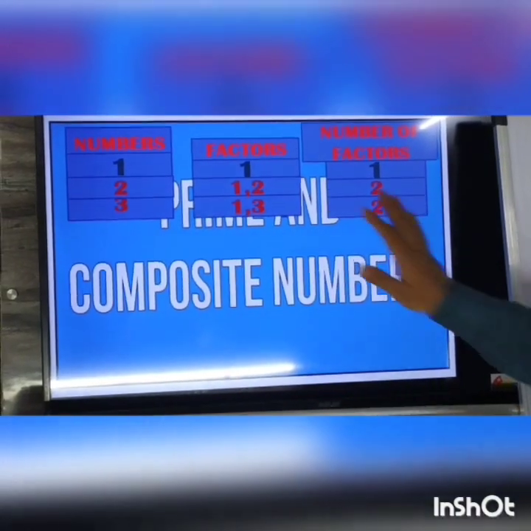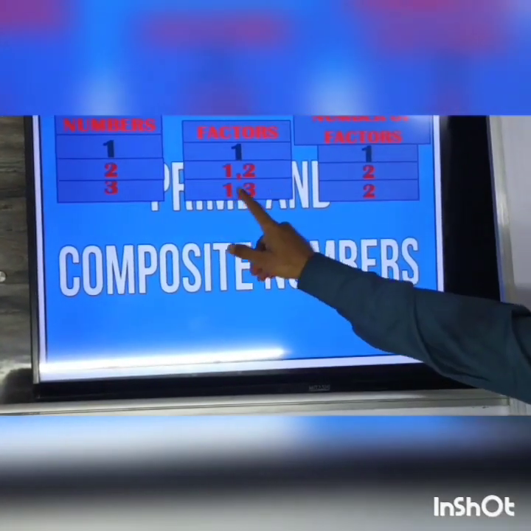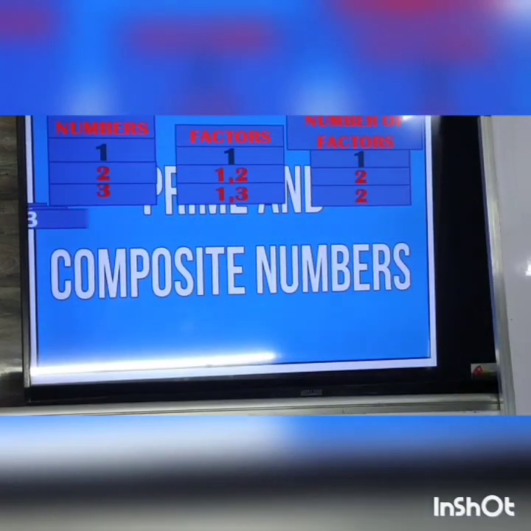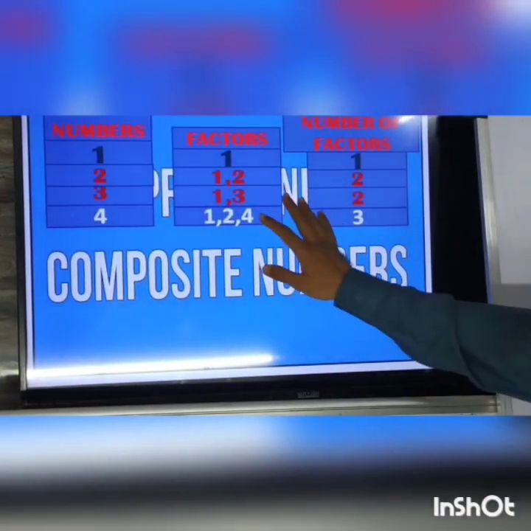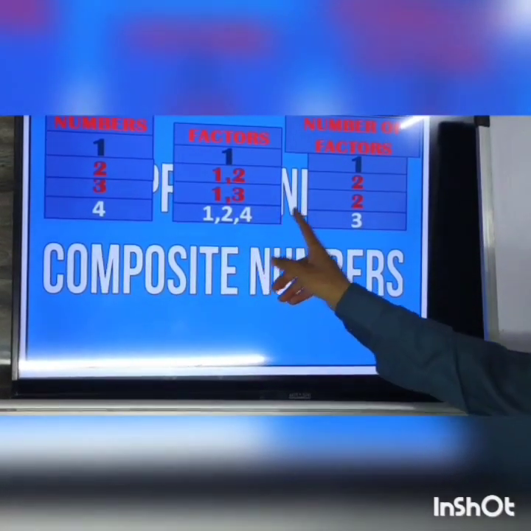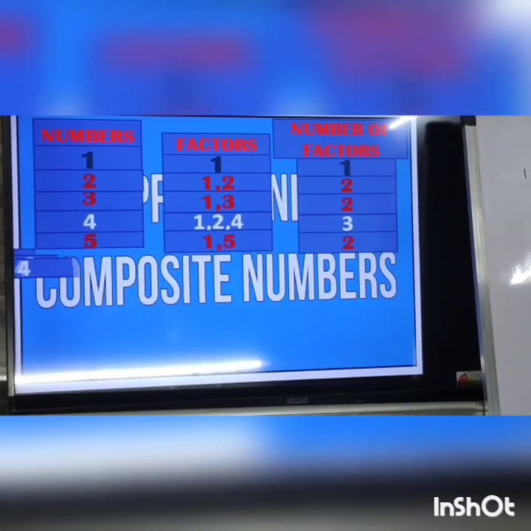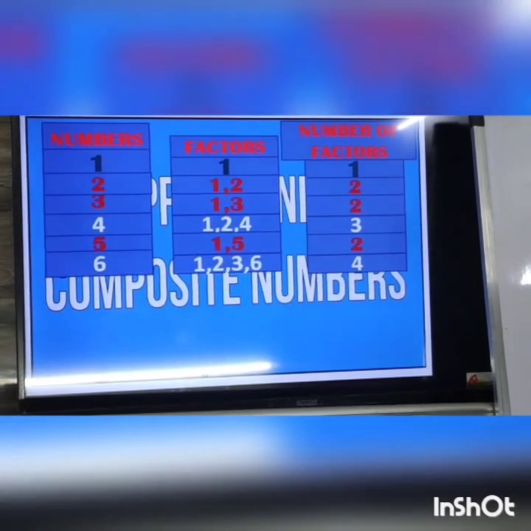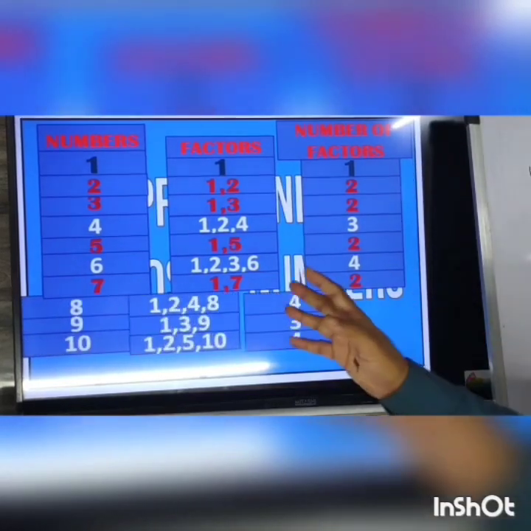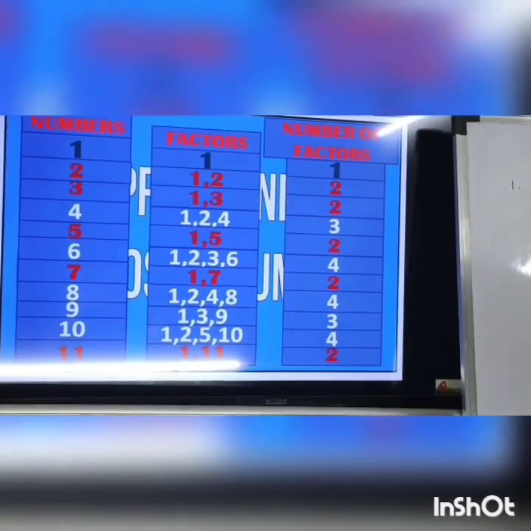2 and 3 both have two factors. 2 has factors 1 and 2, and 3 has factors 1 and 3. You know that factors means that a particular number is divisible by another number. 4 has 3 factors: 1, 2 and 4. 5 has only two factors. 6 has 4 factors. 7 has 2 factors, and 8, 9, 10 have more than 2 factors. 11 has only 2 factors.